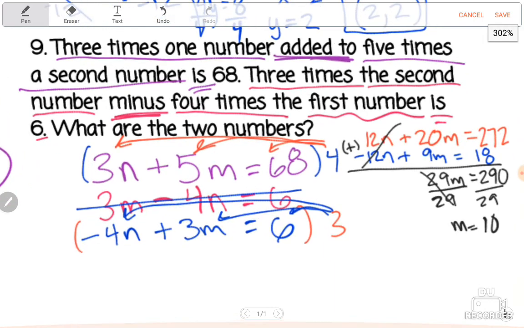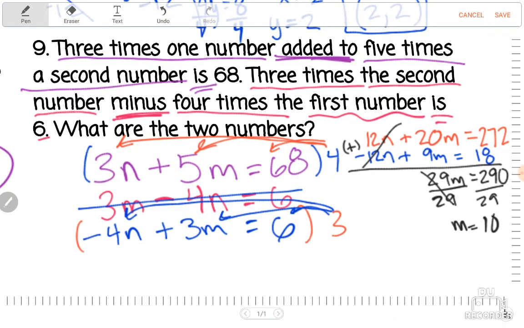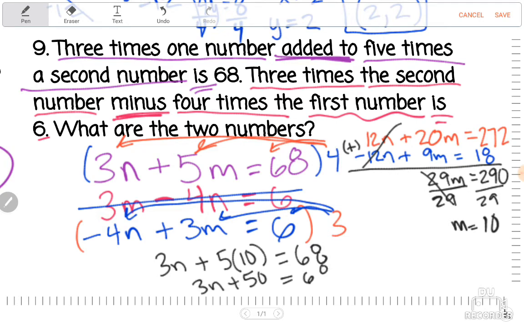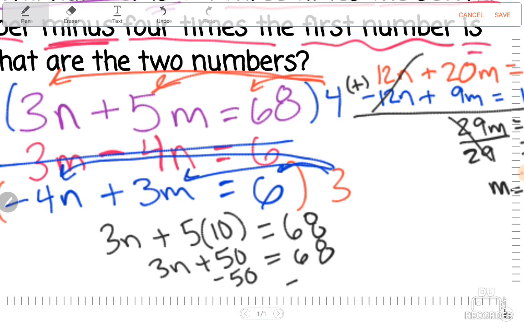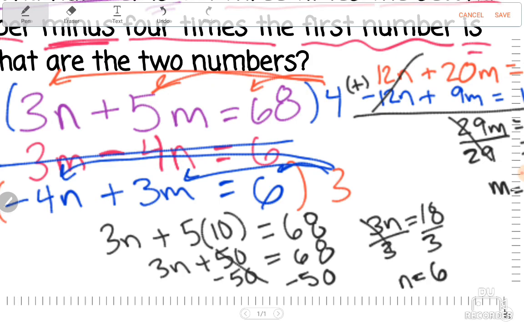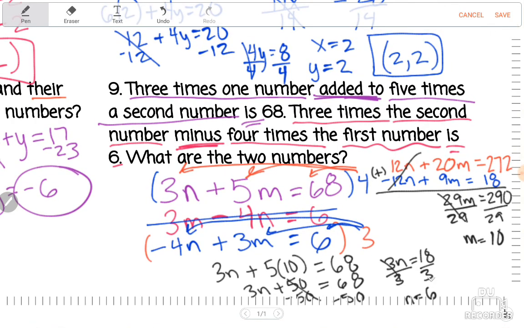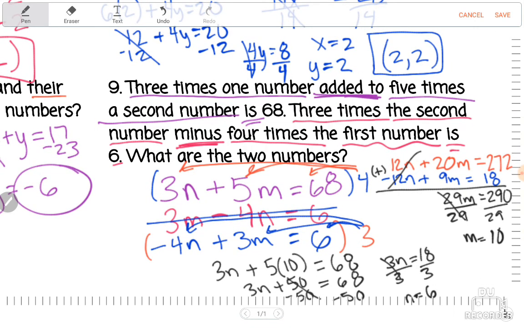And I can plug that into either of these equations to solve for n. I'll plug it into the first one. So 3n plus 5 times 10 equals 68. That's 3n plus 50. I subtract 50 from both sides. So I get 3n equals 18. Divide by 3, and I get n equals 6. Okay, so the two numbers would be 6 and 10.